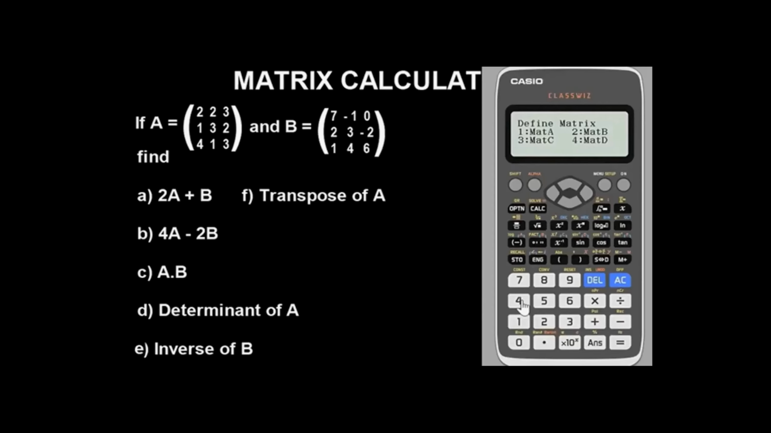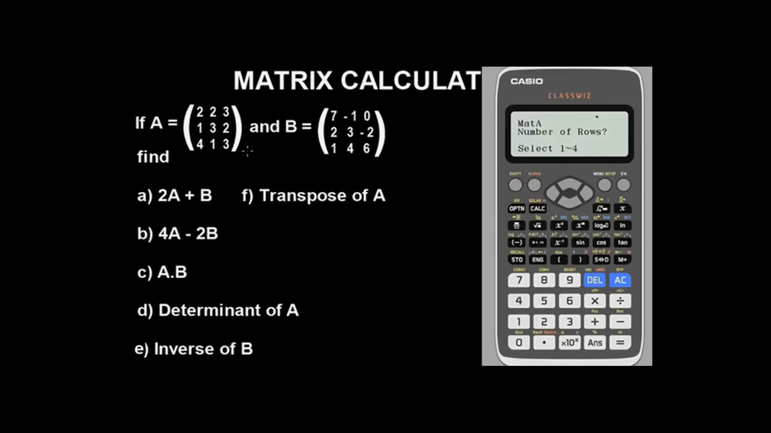So guys, we are going to define our matrix. We have 2 matrices, A and B. So let's define our matrix A. Press 1 for Mat A. Once you do it, it will prompt you to select the row of your matrix. It's very important that you select the order of the matrix. We select the row and the column respectively. We call this the order of a matrix: row and column. So the row of this Mat A.